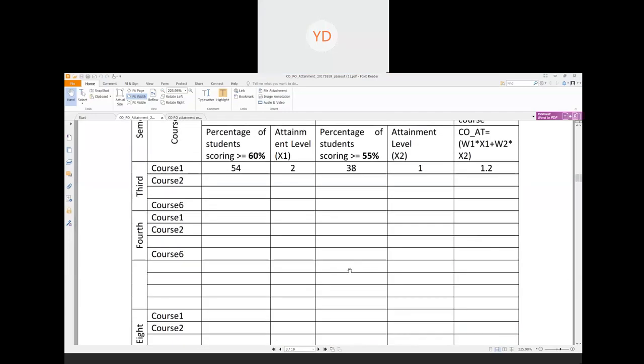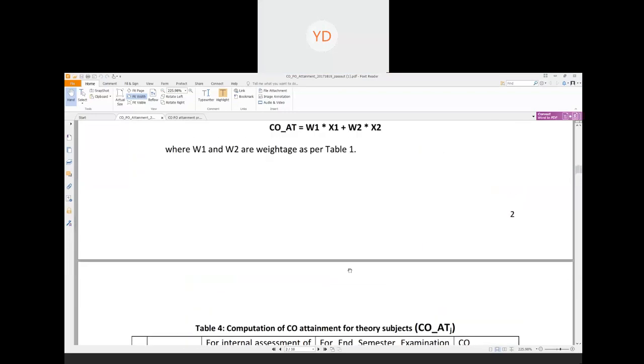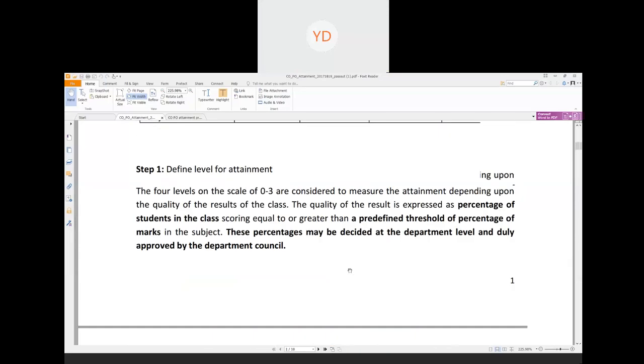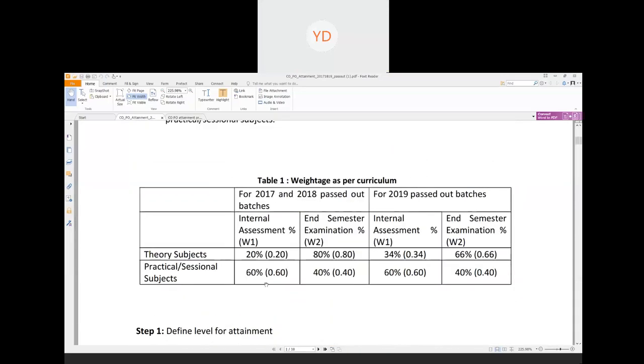Sir, what is this W1 and W2? I mean, are these components of... W1, W2, as I defined here in my table 1, are the weightages which have been defined by the respective institute. Let's say for my internal assessment of the theory subject, I got a weightage of W1 for this particular component.